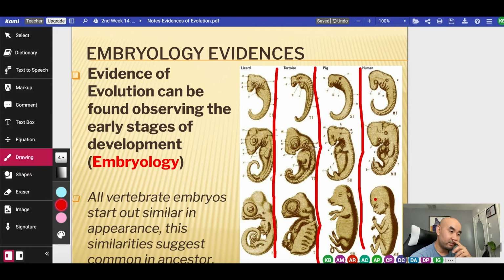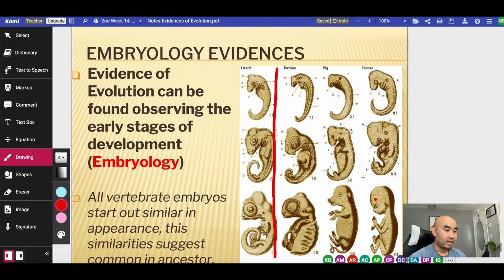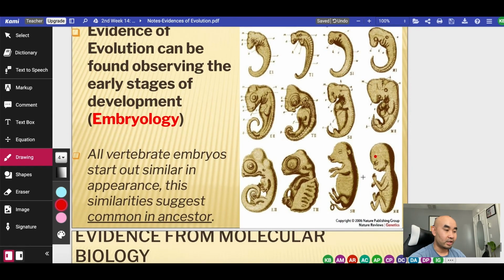So we can look at different animals. You can see that the early stages of their embryos are very similar, right? If I don't tell you this is a human, you don't think this is a human. But as they develop, they grow different and more different. So this does suggest the theory of evolution because things start in the beginning similar and slowly they evolve to fit into the environment. And that's what embryology does.